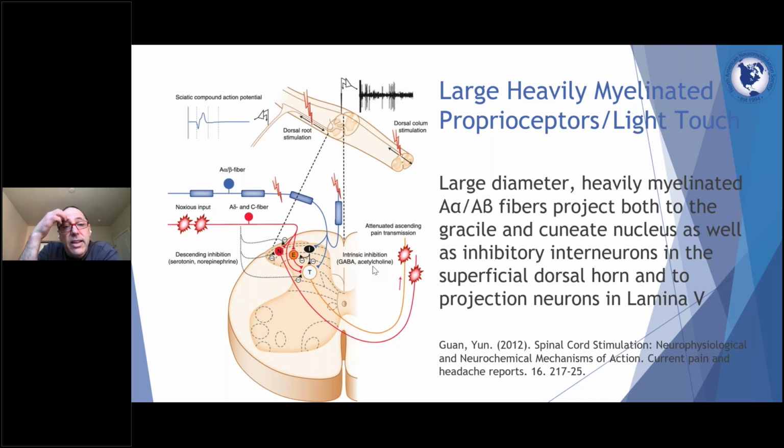You can see that these A beta fibers have axon collaterals that will excite inhibition and control inhibition both on the projection neurons in the neck as well as other excitatory interneurons, and therefore they have the ability to reduce nociceptive output when functioning correctly as they project rostrally.